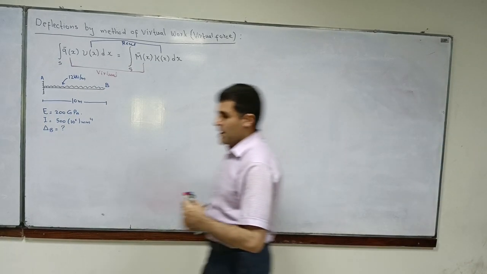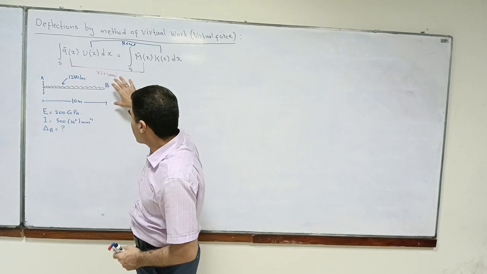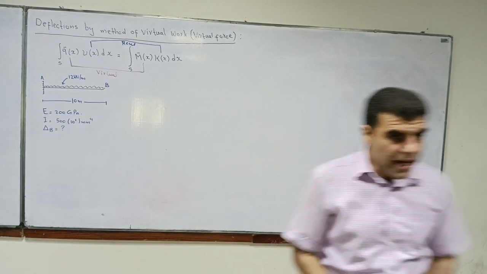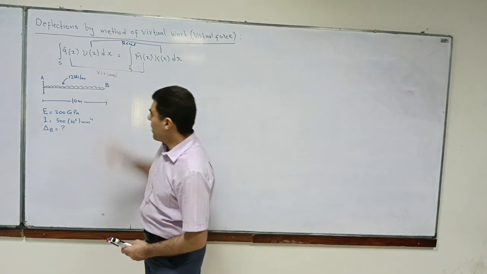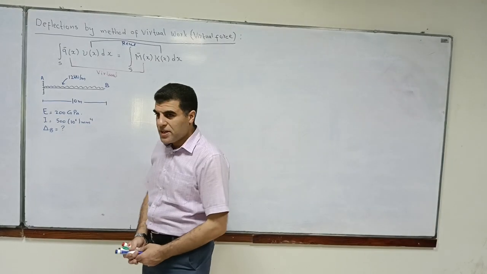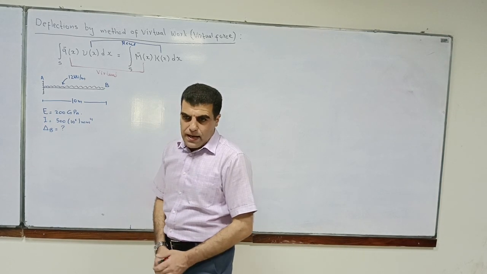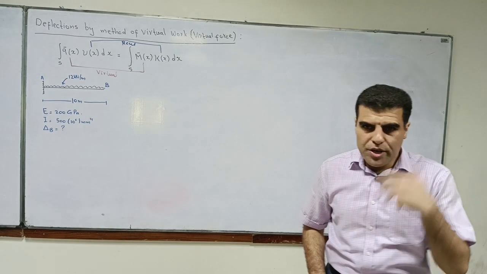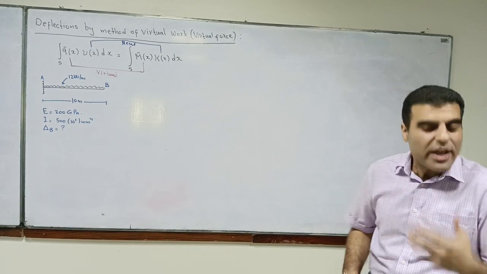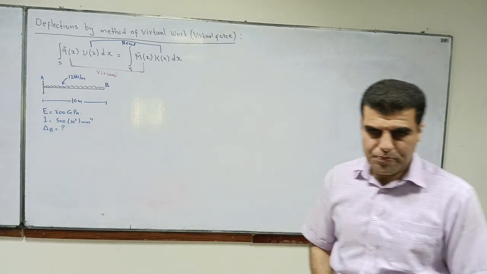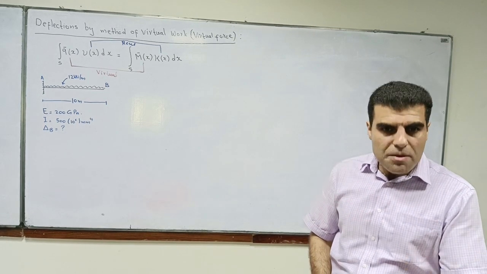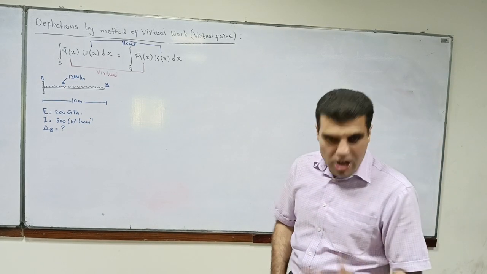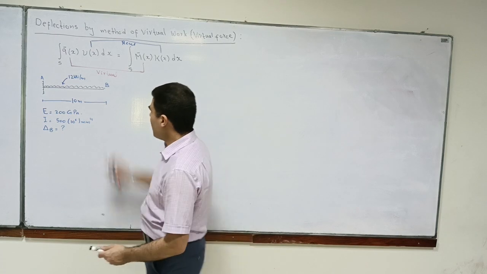Okay, so this is the problem. A simple cantilever beam, and we are asked to find out the deflection at point B. So that's what our aim is now. How do we apply the principle of virtual work on it? First of all, we have to establish where the load should be applied in the virtual system. In the virtual system, the load will be applied at B, because we are interested in finding out the deflection at B.